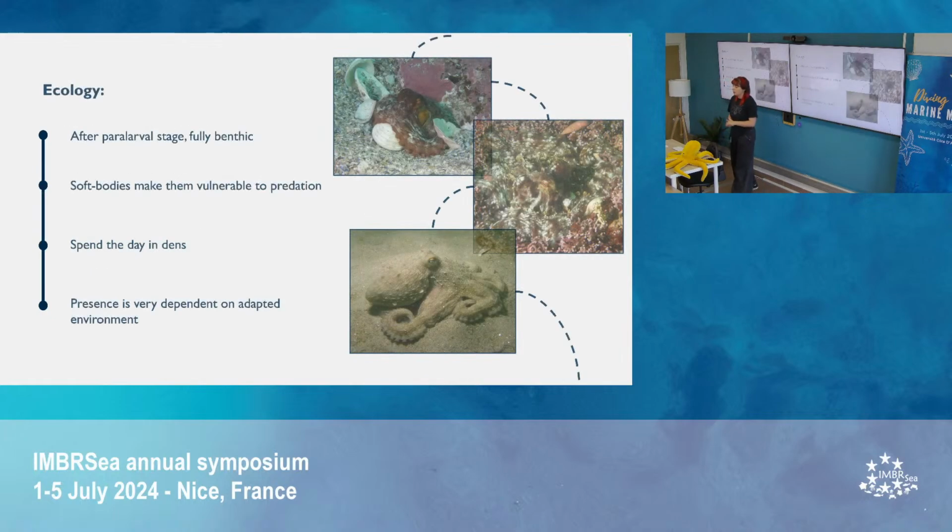A bit about their ecology. So after an initial paralarval stage, Octopus vulgaris are fully benthic and they have very soft bodies. So they're very vulnerable to predation. And because of this, they tend to spend the day in dens and they only come out to hunt. So we can say that their presence is very dependent on an adapted environment, and this makes them a very well-suited species for species distribution modeling.